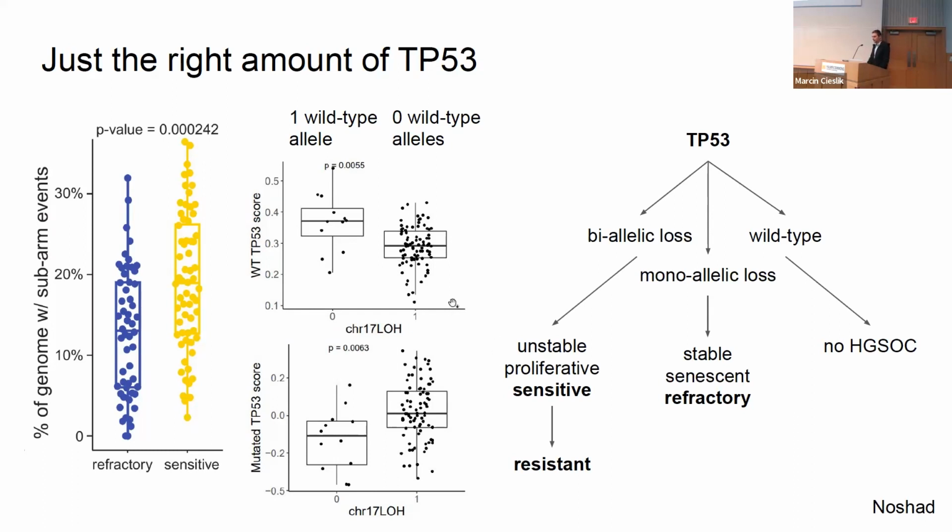That is not to say that tumors without chromosome 17 LOH do not have p53 mutations. They still have a substantial number of p53 mutations, but rather those mutations are monoallelic. Only one of the alleles of p53 is mutant. So we were able to propose a model wherein p53 mutations in high-grade serous ovarian cancer can be classified as biallelic, monoallelic, and wild type. If it's wild type, then there's no high-grade serous ovarian cancer, essentially. However, if the mutations are biallelic or monoallelic, the ones with monoallelic p53 mutations tend to be refractory.